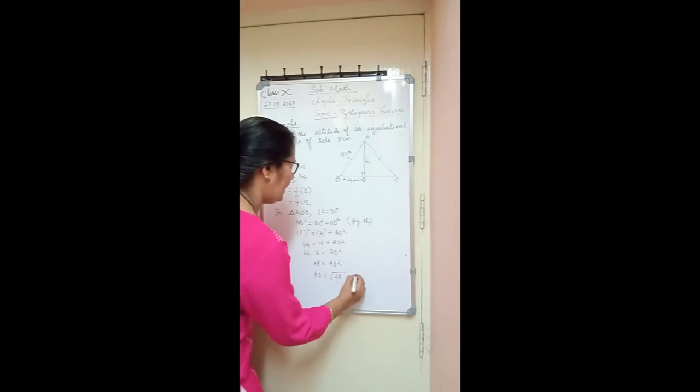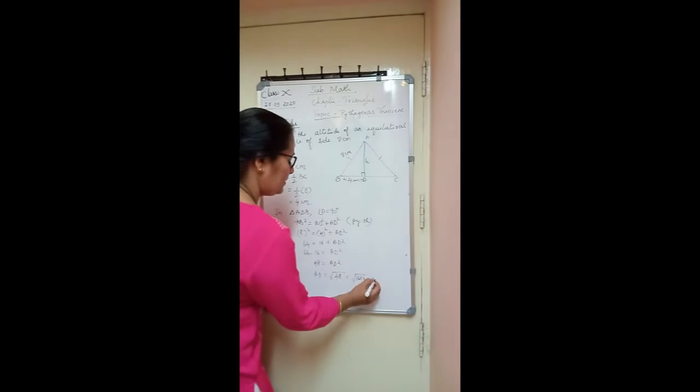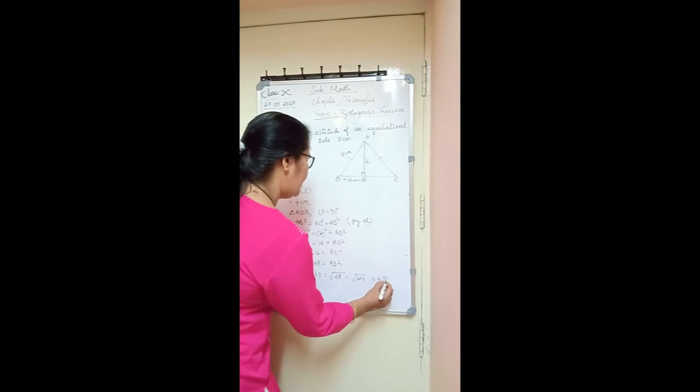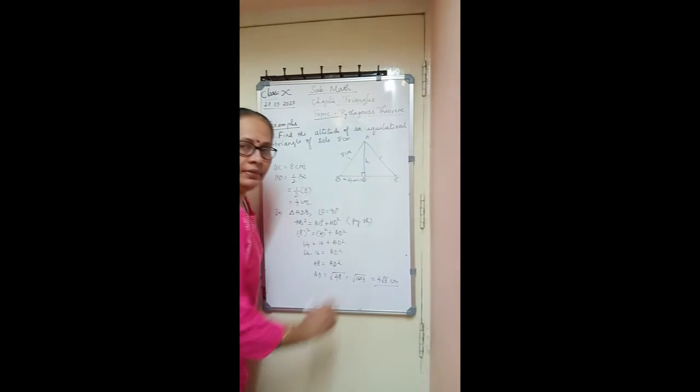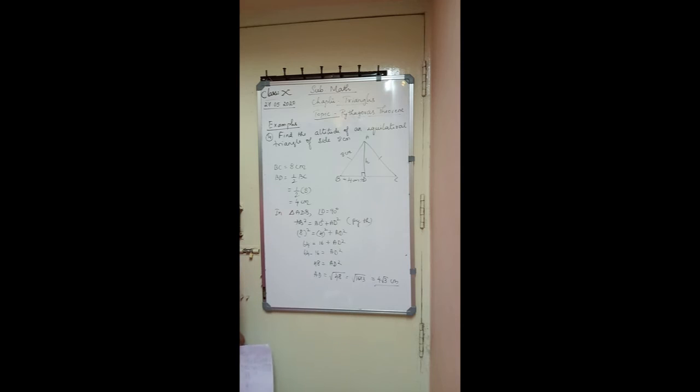So root of 48 can be written as root of 16 times 3, which is 48. So root of 16 is 4, so 4 root 3 centimeter. Therefore, the height of the triangle, the altitude of the triangle, is 4 root 3 centimeter.